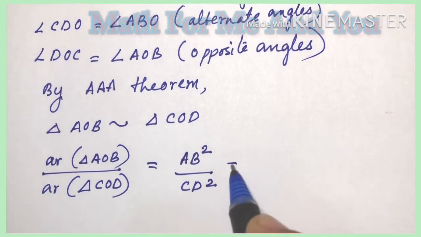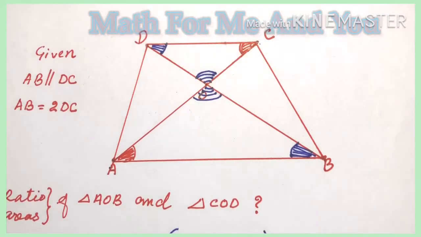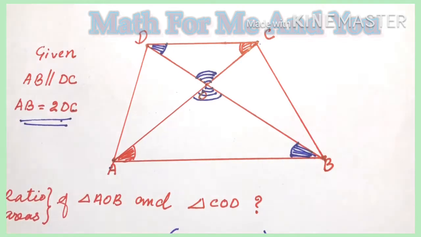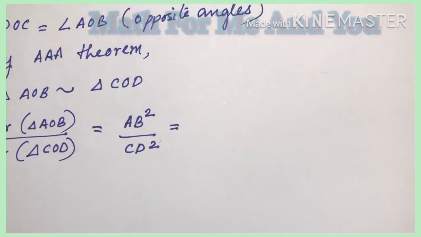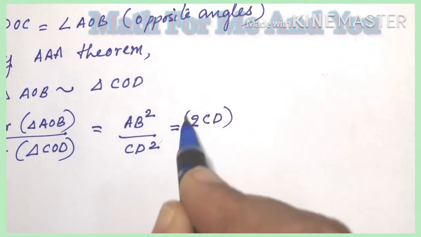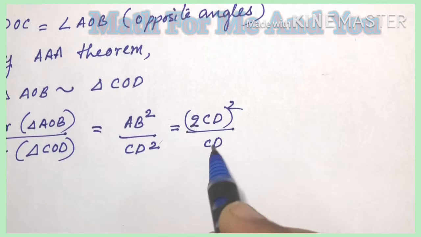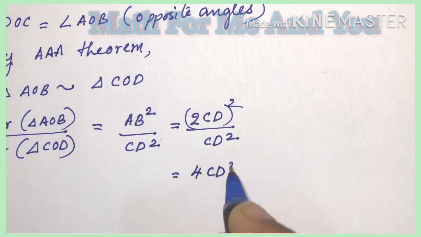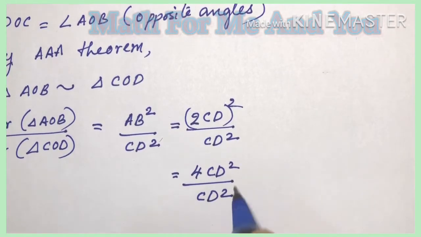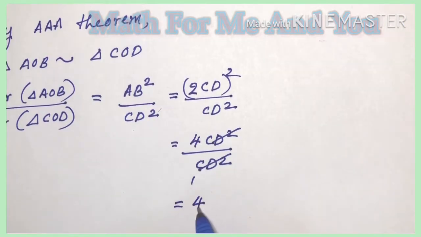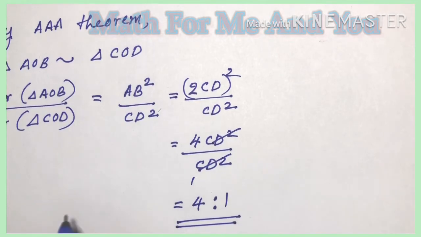But in this question we can see what AB is. AB is equal to 2CD. See here it is given AB equals 2 DC or CD. So we can substitute. In place of AB we write 2CD, and then power 2. AB square becomes (2CD) square by CD square. 2 square is 4, CD square by CD square. CD square we can cancel. Then we get 4 by 1, or we write the ratio 4:1.